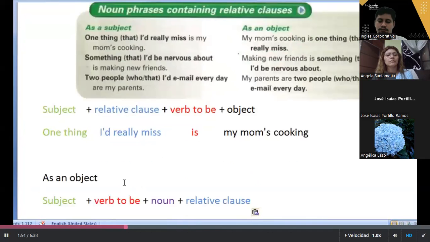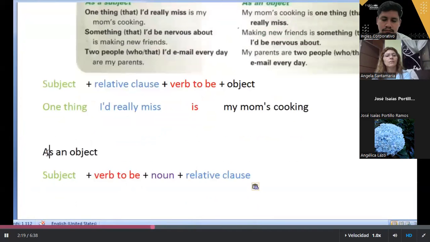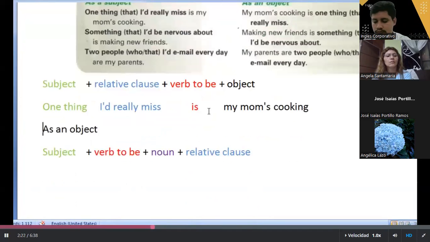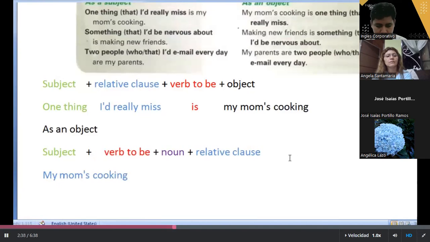As I mentioned previously, what we want to do is change this noun phrase that is being used as the subject. That means that the noun phrase, one thing I really miss, is the subject of our sentence. And basically we want to change that into being the object of our sentence, as you can see here in our next example. So the structure is the following. We're going to change my mom's cooking into the subject of our sentence. Let me go ahead and write that down. I'm going to say my mom's cooking. That becomes the subject of our sentence now.